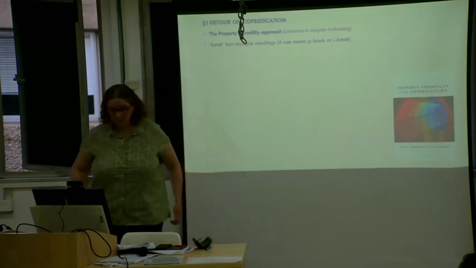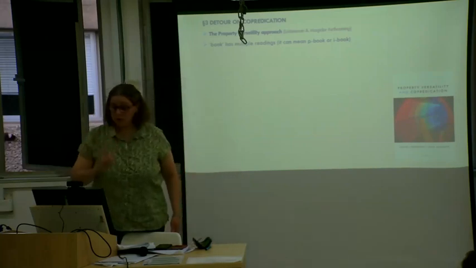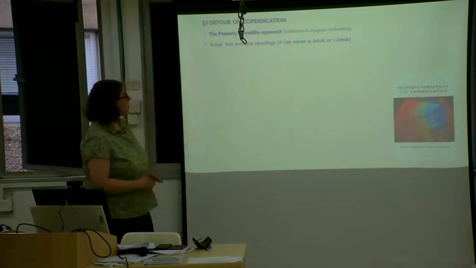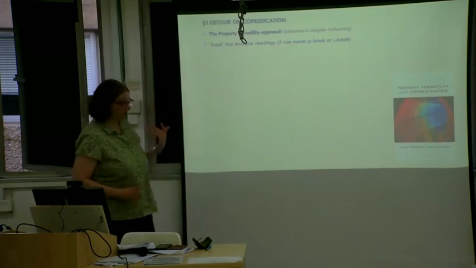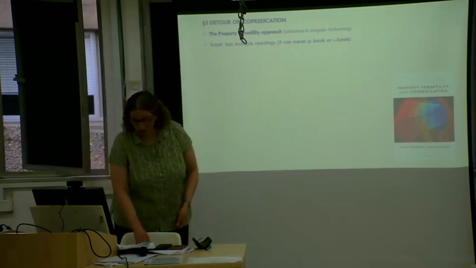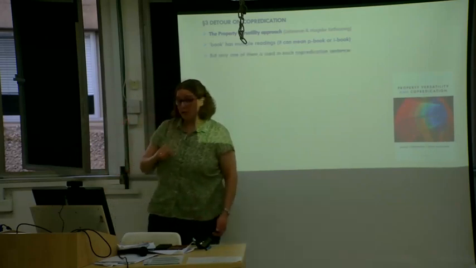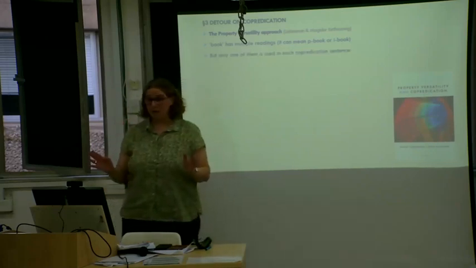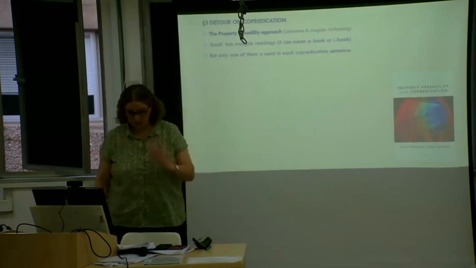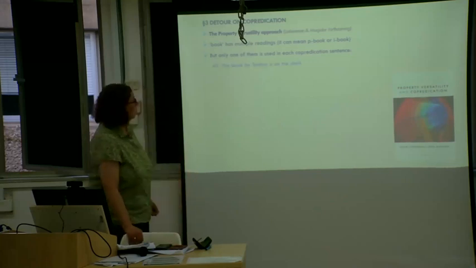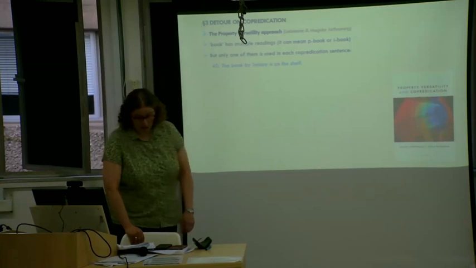Okay, so let me explain our approach. We agree with the polysemy-centric approach that at least for the case of book, the word has multiple readings. It can mean a physical book or an informational book. However, we claim that in each case of copredication, we're not accessing both these meanings. Only one of these meanings is in play in each occurrence. So let's look at an example. This copredication sentence, the book by Tolstoy is on the shelf.